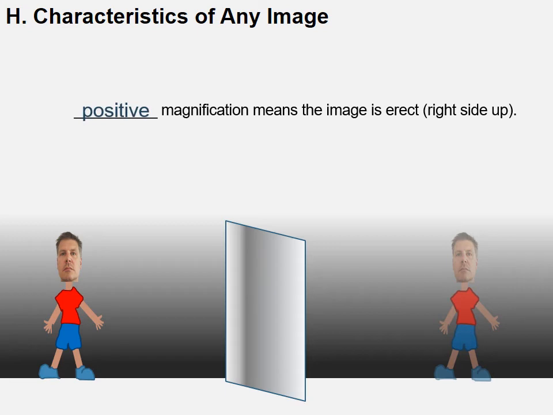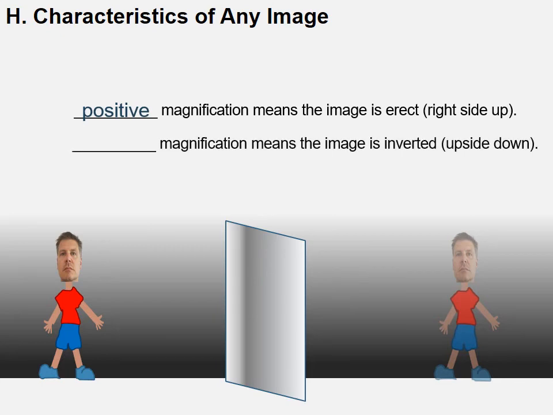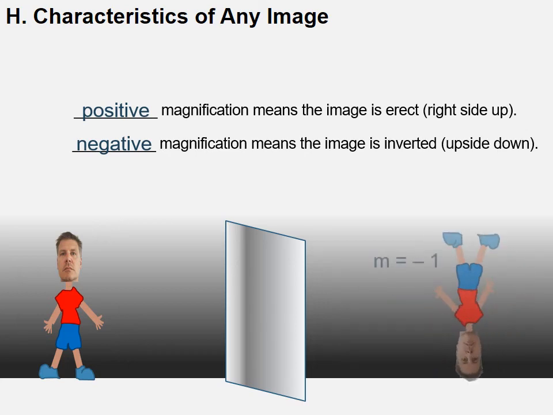Positive magnification means the image is erect or right side up. And that is what we see in a plane mirror. The object is always the same size and it is right side up. So we say M equals positive 1 in the plane mirror. Negative magnification means the image is inverted. So if we looked inside the plane mirror and for some odd reason our image looked like this, we would say M equals -1. Negative because it's inverted, 1 because it is the same size.